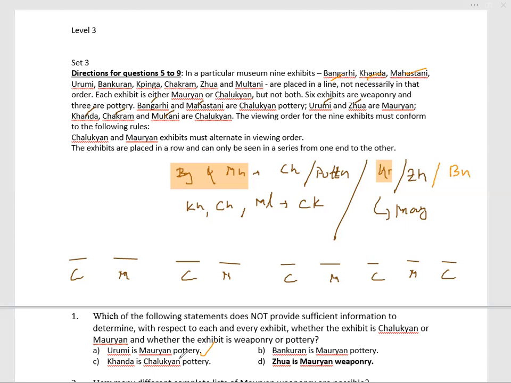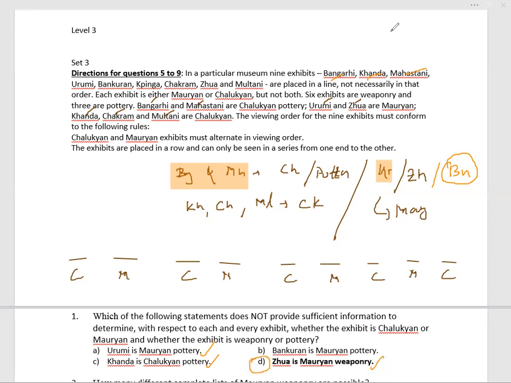Khanda is a Chalukyan pottery. If we have Khanda is a Chalukyan pottery, that means these 3 are pottery, rest all are weaponry. That also good enough to find out the information. Bangkuran is a Mauryan pottery. 2 potteries we have, third pottery we have got. So now we have all the distributions. Zua is a Mauryan weaponry. Won't help, because which is a third pottery we don't know. So D is not enough. D is the one which is not enough.